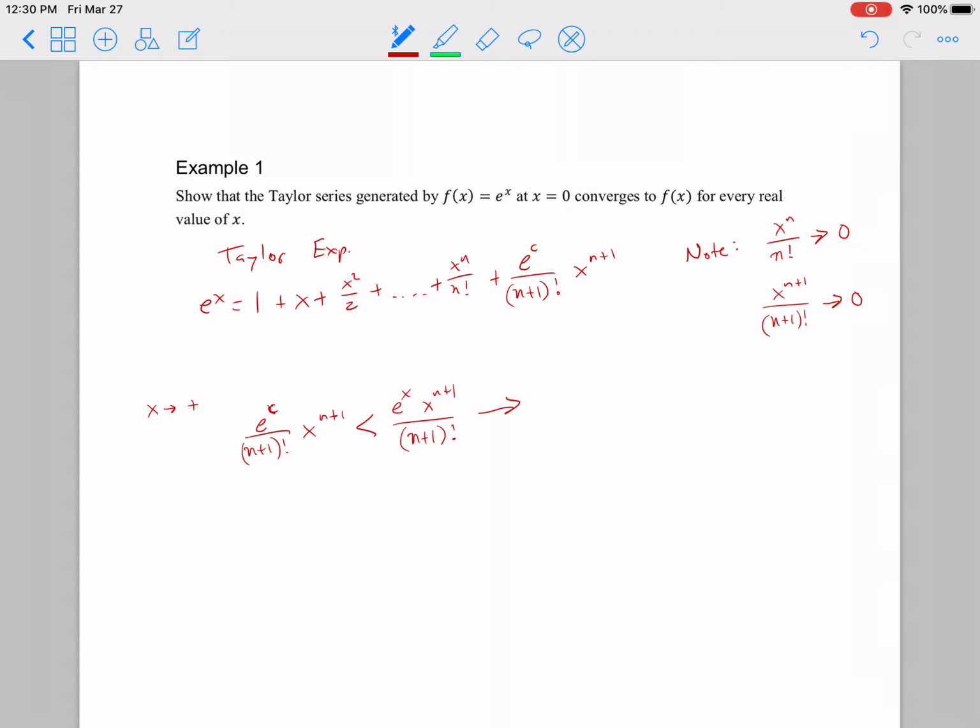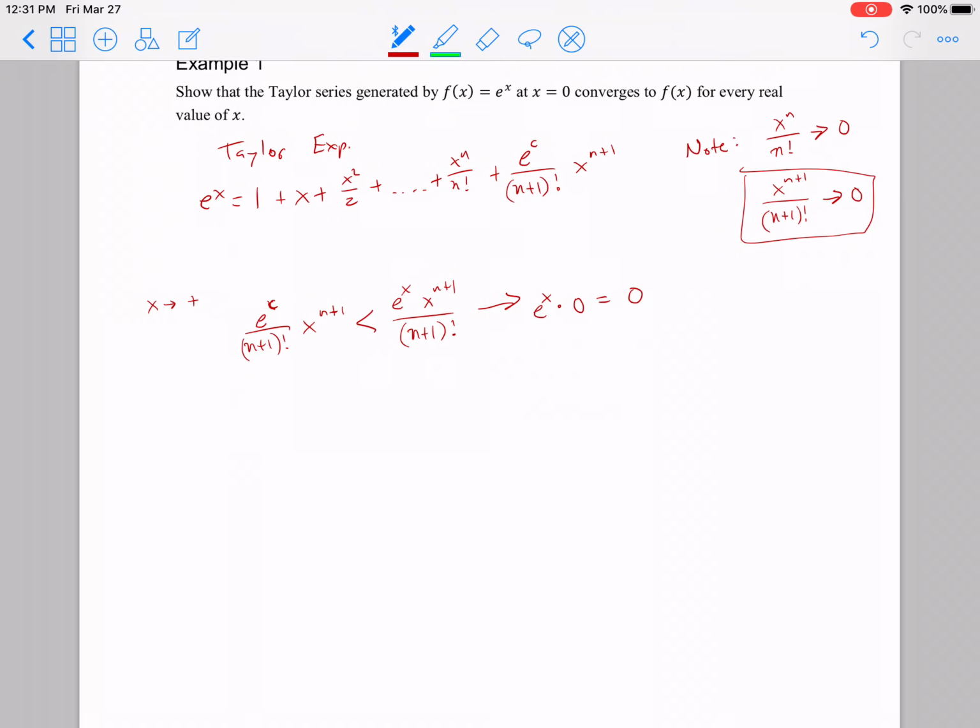This right here, this circumstance, will go to e to the x times 0. Remember, x isn't going to infinity, n is going to infinity. x is just some number. We just haven't chosen it yet. We might choose it to be infinity or something like that, but we haven't chosen it. So at this point, it's some number, and it's any number that's positive. And so e to the x times 0, of course, equals 0. So that's good for that one.